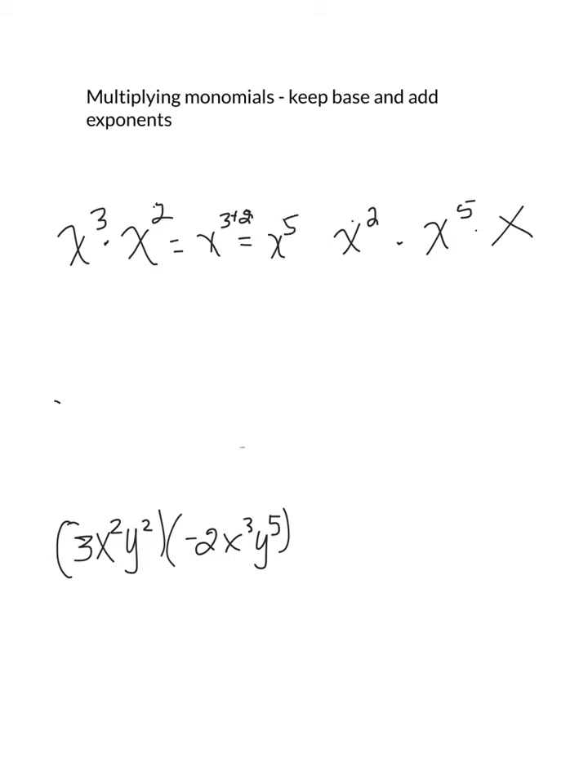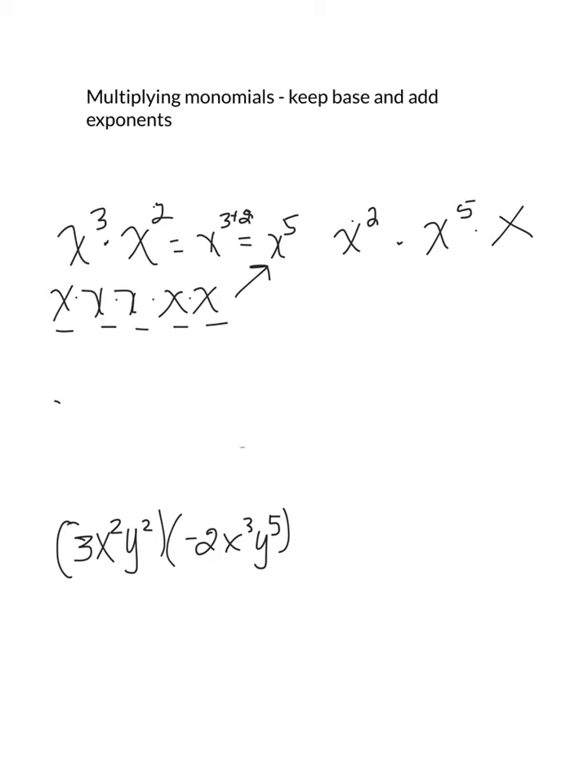fifth. The reason this works is if you expand out x to the third, you'll get x times x times x, and then you're multiplying that by x to the second, which is x times x. You have a total of 1, 2, 3, 4, 5 x's. So that becomes x to the fifth.